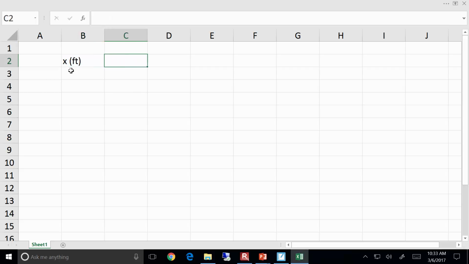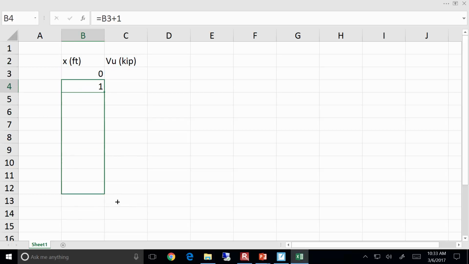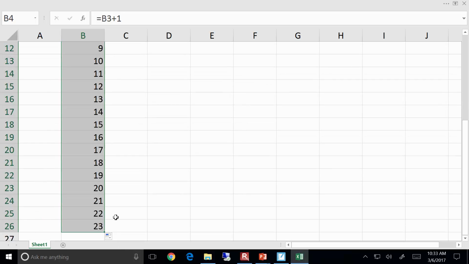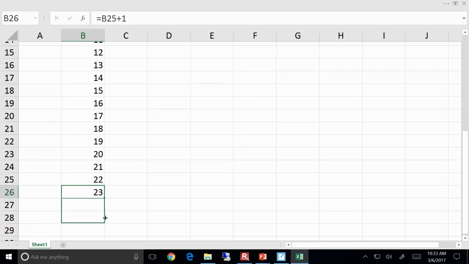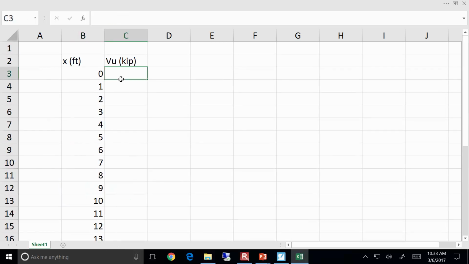How long's the beam? 288. Let's just do it in feet. All right, and what did we say the equation was? We said it's WL over 2 minus WX, right? And so what was W?